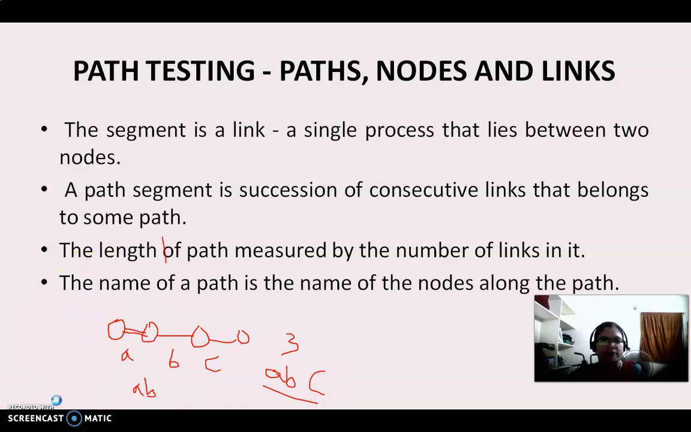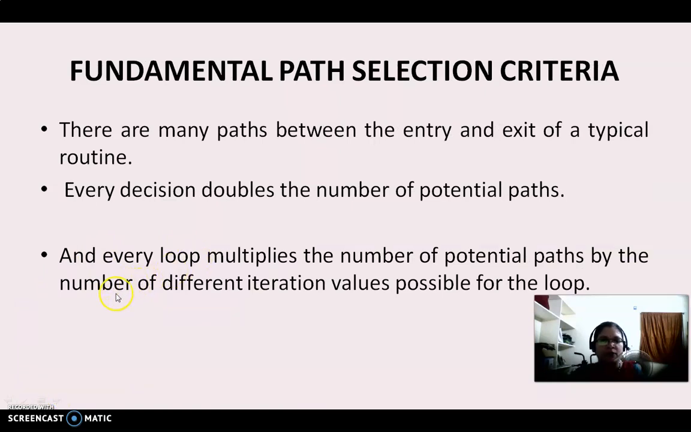Next, what is the fundamental path test selection criteria? Which path do we have to select? There are multiple paths shown in a graph, in a control graph. Which path has to be selected from entry to exit? Whenever we talk about a decision, it has two paths. Each decision can yield two values, that is yes or no, 0 or 1, or true or false, or whatever it is.